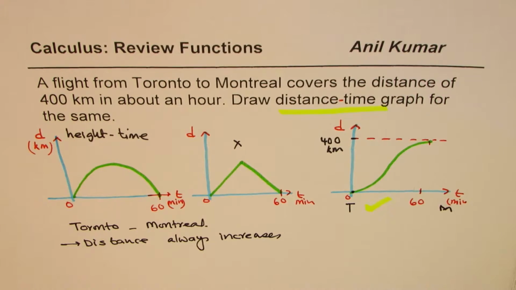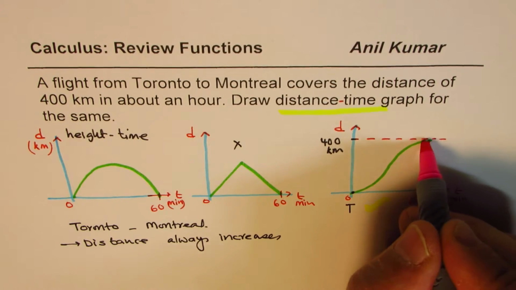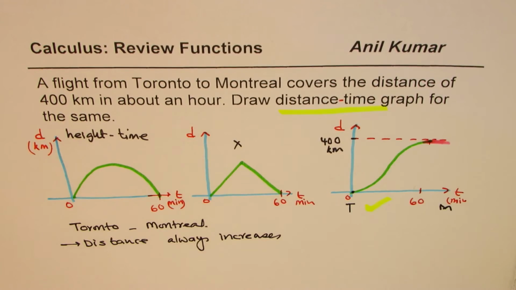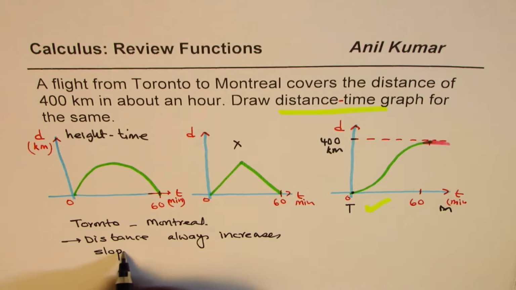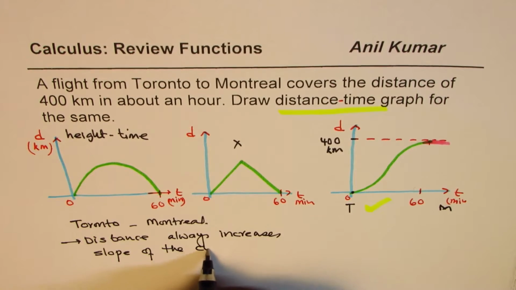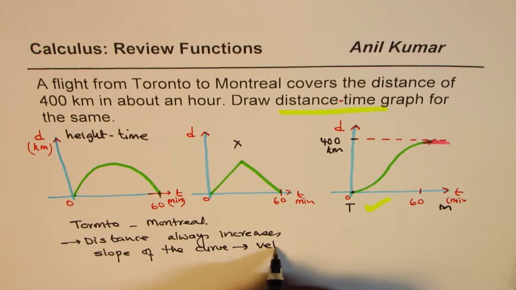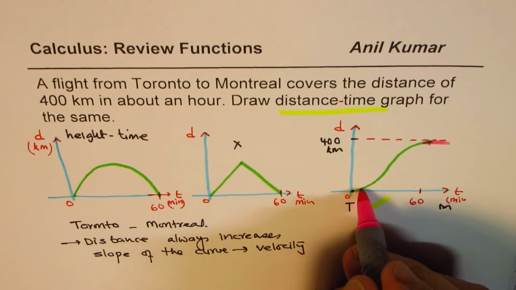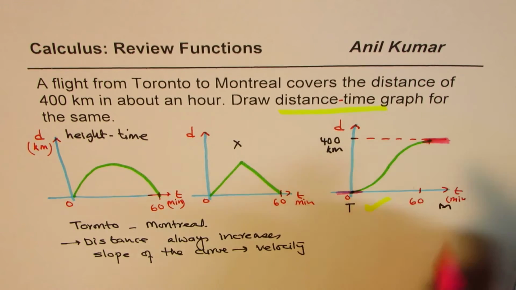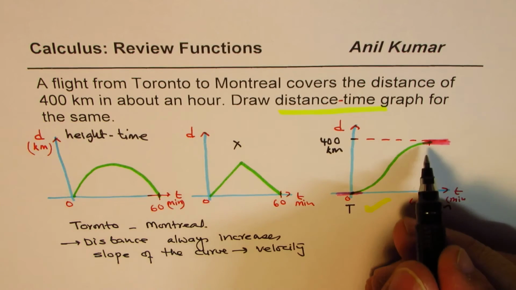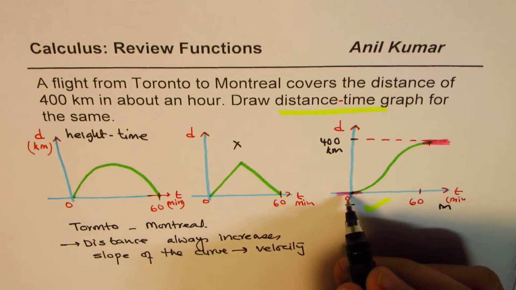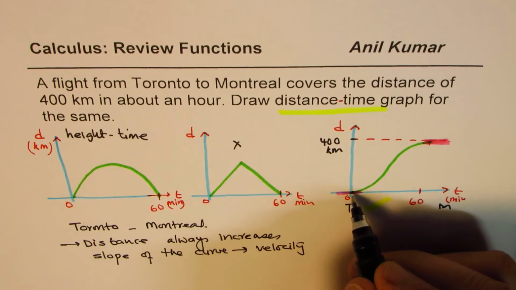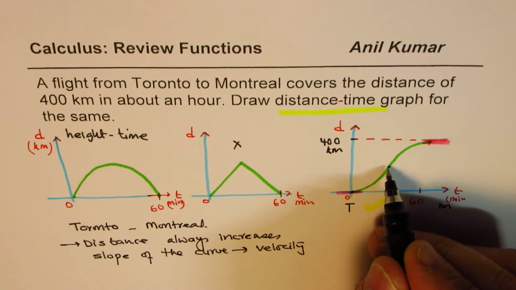It also shows a very interesting thing here. That is, it's kind of flat here when it reaches. Now velocity is tangent along this, right? So slope of the curve is what velocity is. What you will notice here is that the slope of the curve is almost 0 when the plane started and almost 0 when it lands. So when it stops, it is 0, correct? And as the flight takes off, the velocity increases, being maximum at this point, right?